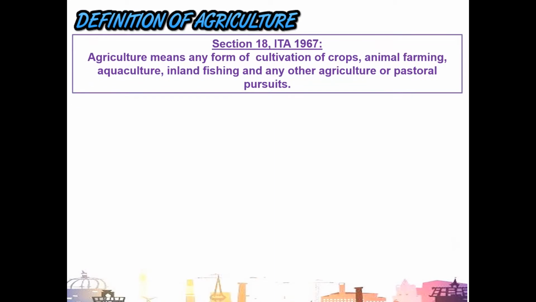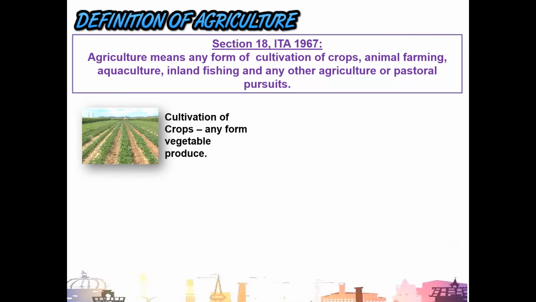Okay, so let's have a look at the definition of agriculture. In Section 18, Income Tax Act 1967, agriculture, ataupun pertanian, means any form of cultivation of crops, animal farming, aquaculture, inland fishing and other agriculture or pastoral pursuit. So let's have a look.